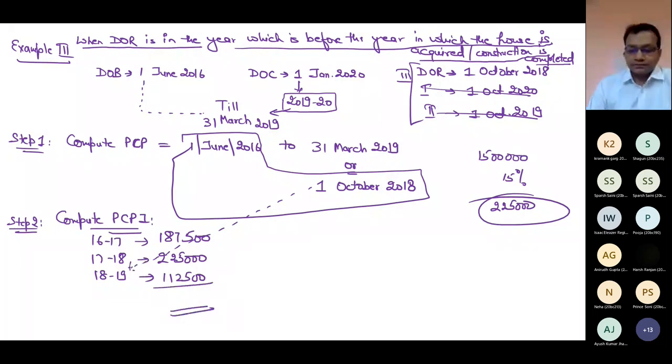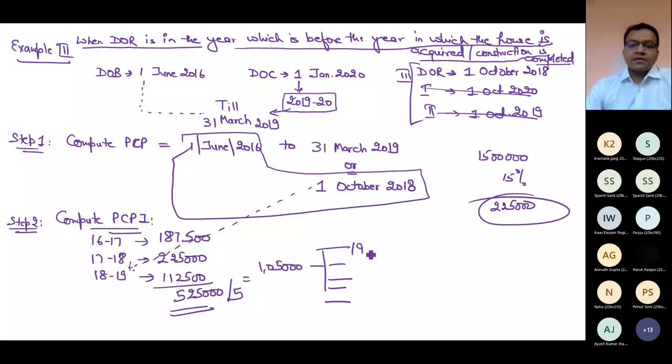Total 5,25,000. How many installments? 5. So 1,05,000. And these are deductible in which years? Can you tell me which years? 1920, 2021, 21-22, 22-23 and 23-24. In these years, it is an amount which is valid. But I am concerned with only my year, 2021.